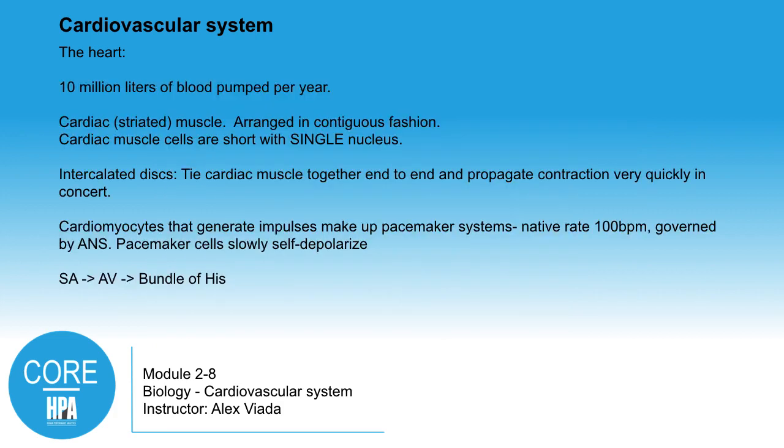A few more stats on the heart. 10 million liters of blood pumped per year. The heart is a very, very busy organ. Now, cardiac muscle, the type of muscle in the heart itself, is a contractile muscle. It is not smooth muscle like what is found in the intestines, for example. It is still considered a type of striated muscle.